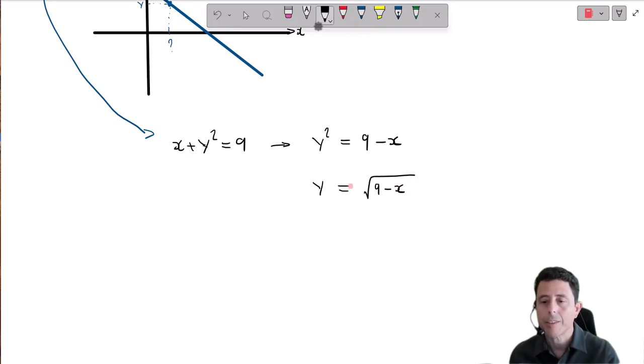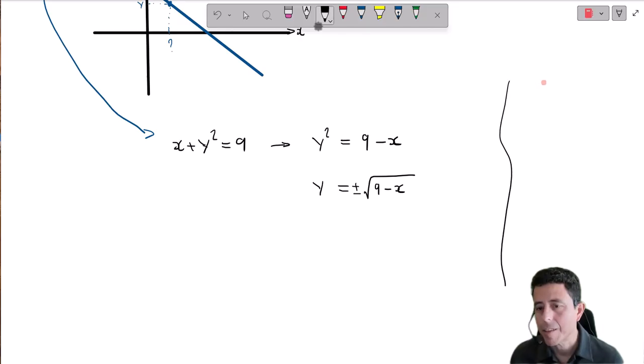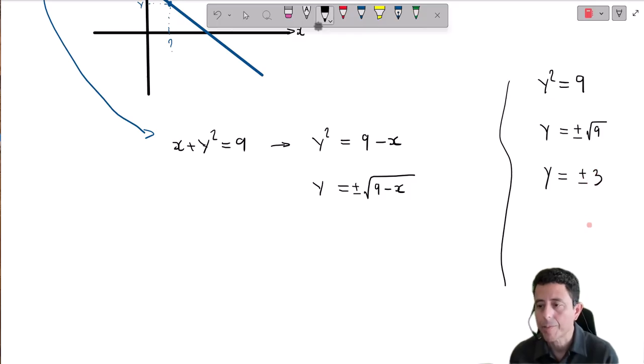The problem is when you take the square root, you get a positive and you get a negative version of it. So I'll give an example. Let's say I have y squared equals 9, okay? This is not the same as the one above, this is just an example here. Then you take the square root of 9 and you put a plus or minus 3. Plus or minus 3 here is the solution.